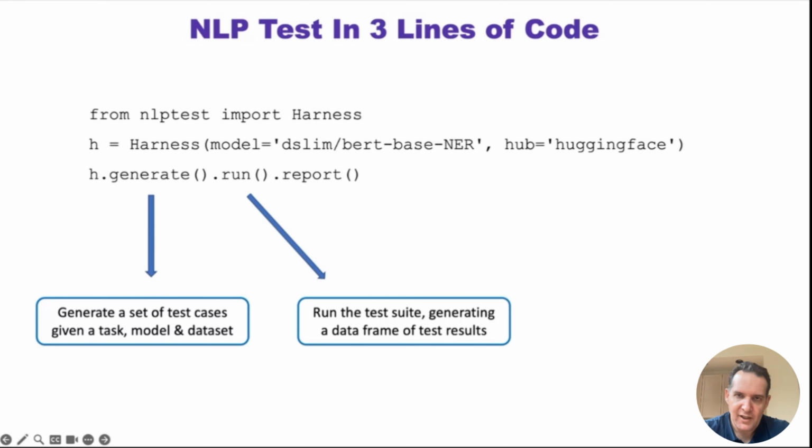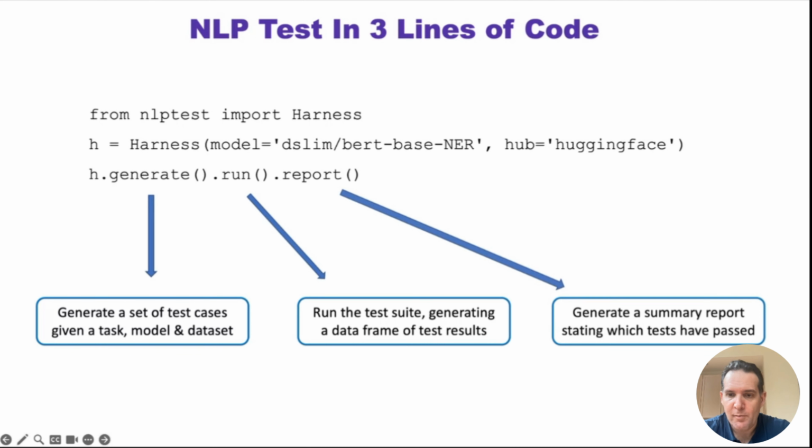This generates a new Python data frame with the test results, and it's just a pandas data frame. So if you want, you can just view it. You can do whatever you want with it, graph it, export it, or you can call report. Report generates a summary report telling you which tests and which test types have passed. So those 3 lines of code are basically all you need to generate, run, and decide, based on the execution of the run, whether you consider the model ready to go.